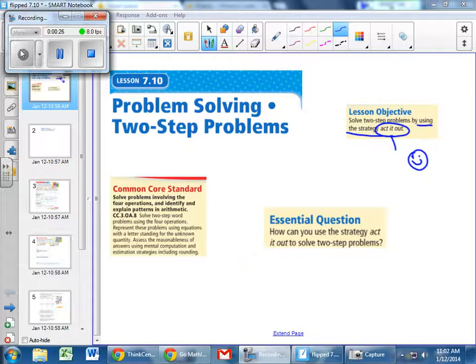Okay? The Common Core standard is to solve problems involving the four operations and identify and explain patterns in arithmetic. So the identify and explain is part of what we need to be doing as we're solving problems, which is why they usually have you write about them. The essential question is, how can you use the strategy of act it out to solve two-step problems? Keep that essential question in your mind as we work through this lesson so that you're able to journal about it at the end.